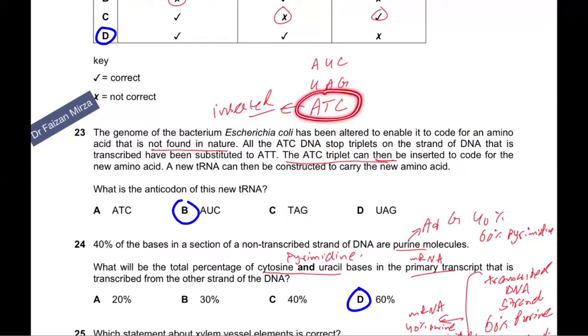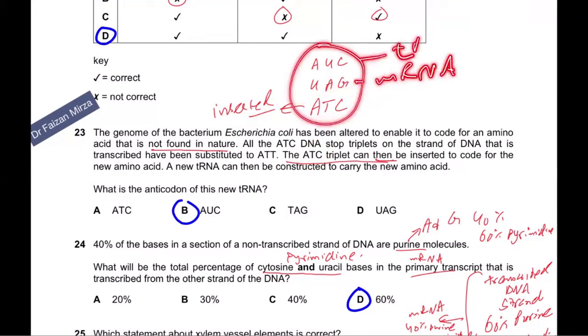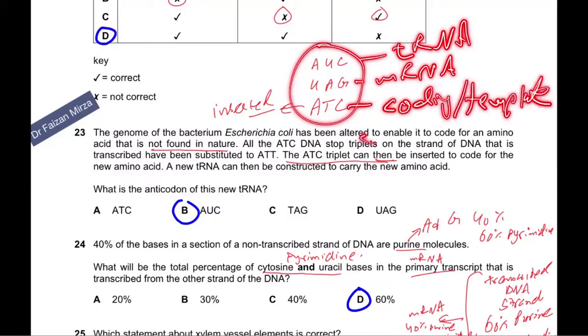So the coding strand is having ATC, the mRNA would be UAG, and for this mRNA codon, the anticodon should be AUC. So that's simply complementary base pairing. So this is mRNA, and this is tRNA, and this is our coding or the template strand. So if we just follow the simple rule of how complementary base pairing occurs, that's AUC.